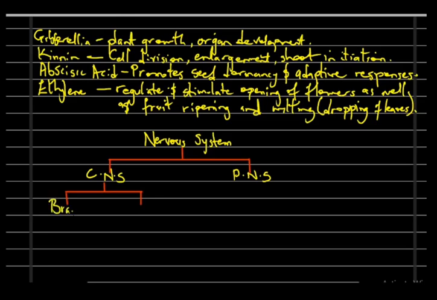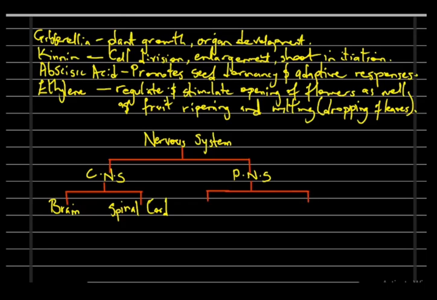Brain, and then spinal cord. So that is what the central nervous system is made up of. Now when we look at the PNS, it is also divided into two, like we will see now.